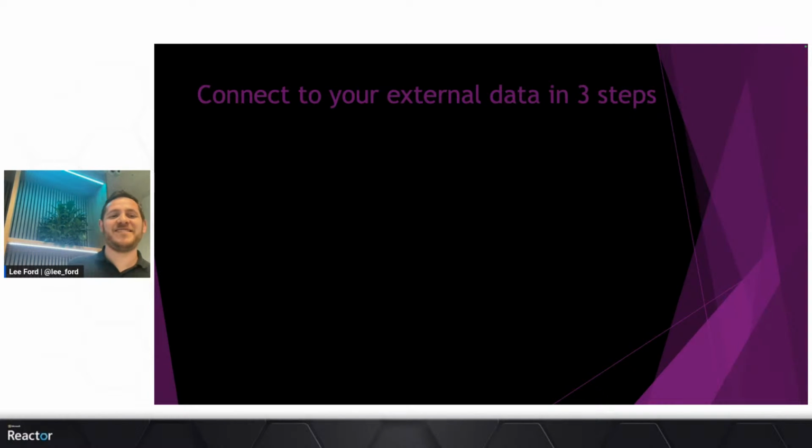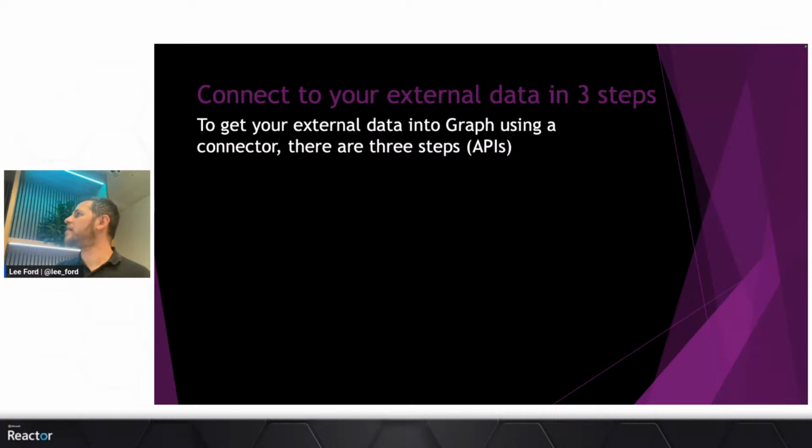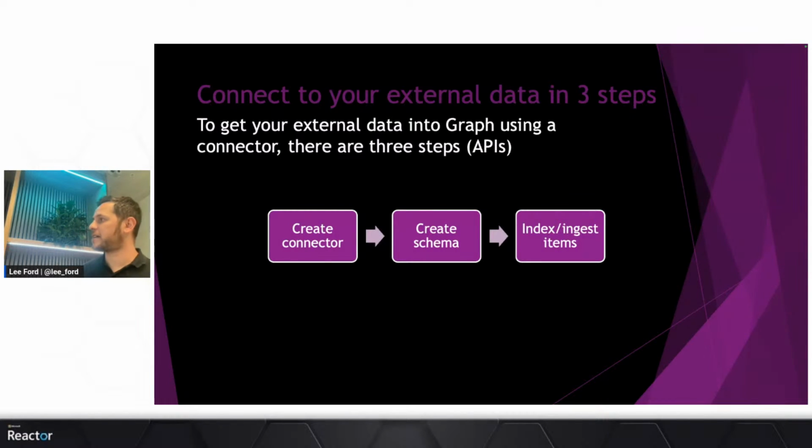So there are three steps to connect your external data, and I'll go through each one. The first one is creating a connector. Then we create a schema, and then we ingest the items into that. So the connector itself is the framework. Whatever type of data you've got, let's say it's a knowledge base, the connector is going to be a knowledge base connector.